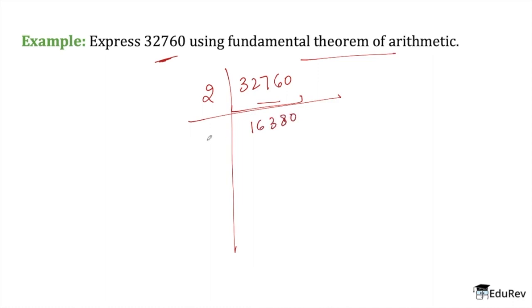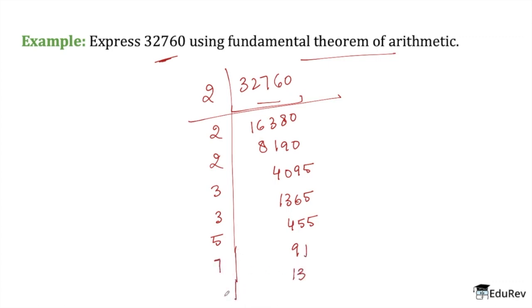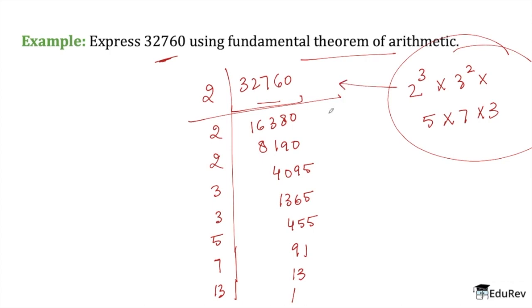16380. If I again divide it by 2, it's going to be 8190. Then again by 2, it's going to be 4095. By 3, it's going to be 1365. Then again by 3, it's going to be 455. Then by 5, it's going to be 91. Then by 7, it's going to be 13. And 13 ones are 13. That means I can express 32760 as 2 to the power 3 into 3 to the power 2 into 5 into 7 into 13. And this is how I express 32760.